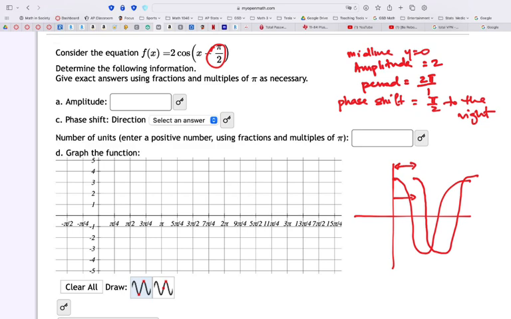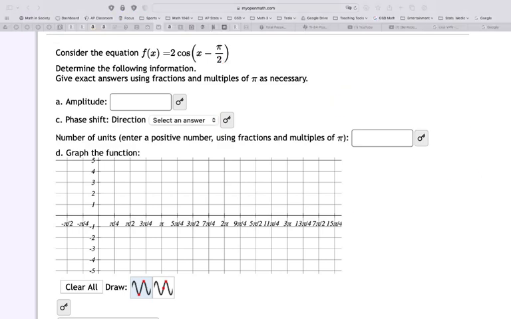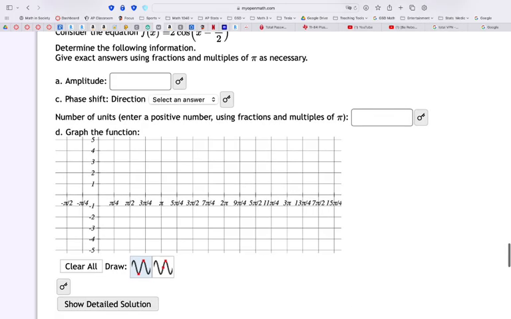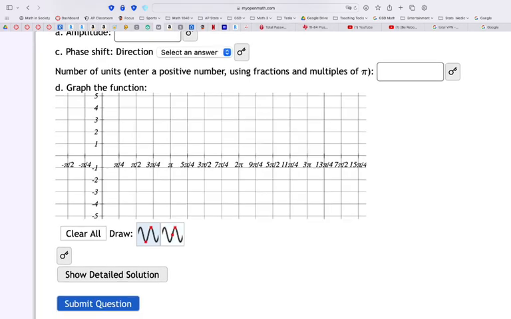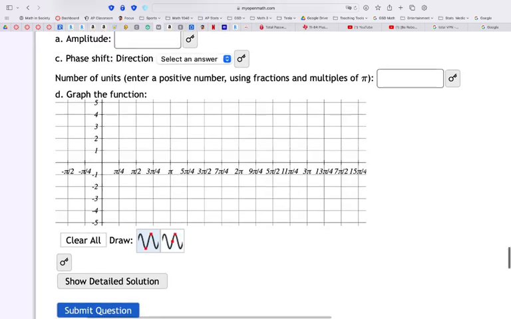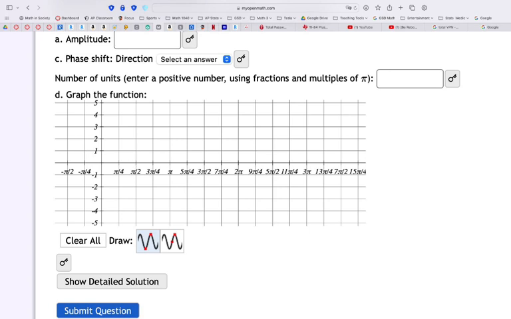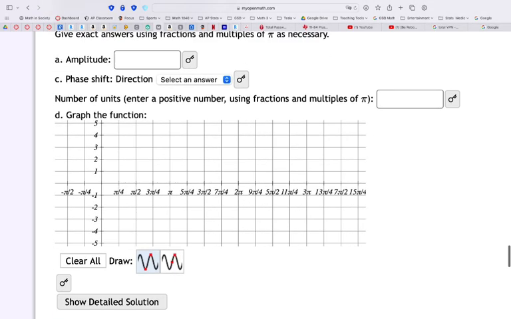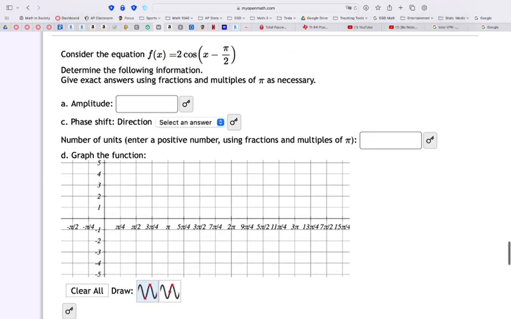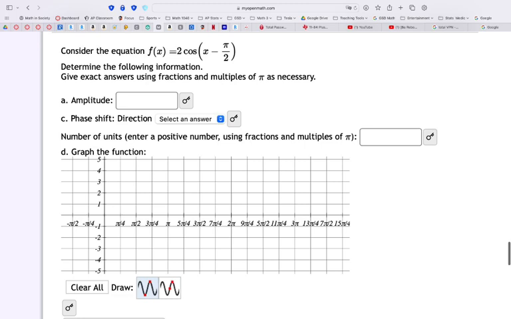So let's go back to the question. Let's see if we can make this work. I'm going to pick this one because it's cosine, but it's going to start at pi over 2. Now I know that the amplitude is 2. And the phase shift is pi over 2, because usually it's going to start at 0, but then it moves pi over 2. So it starts here.